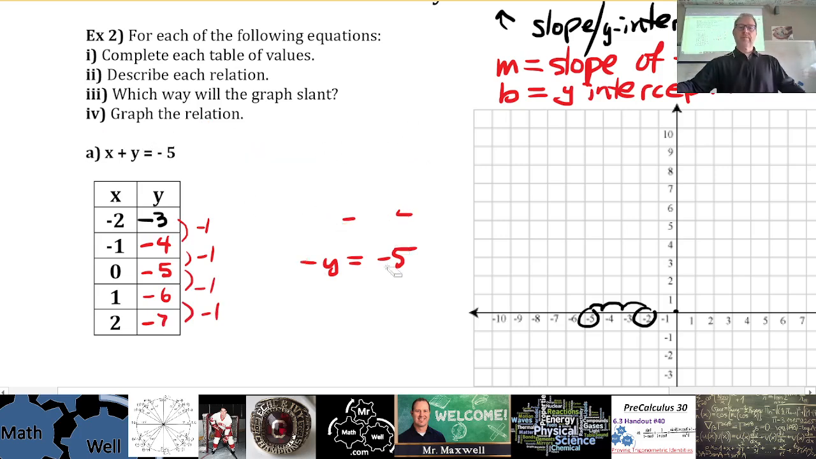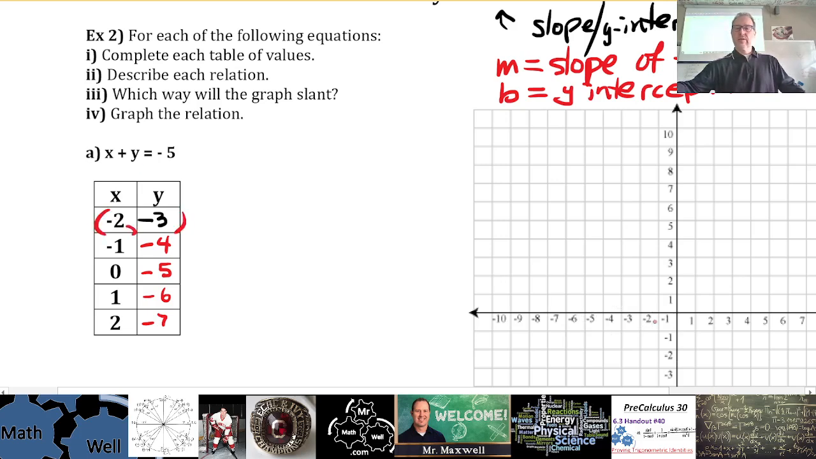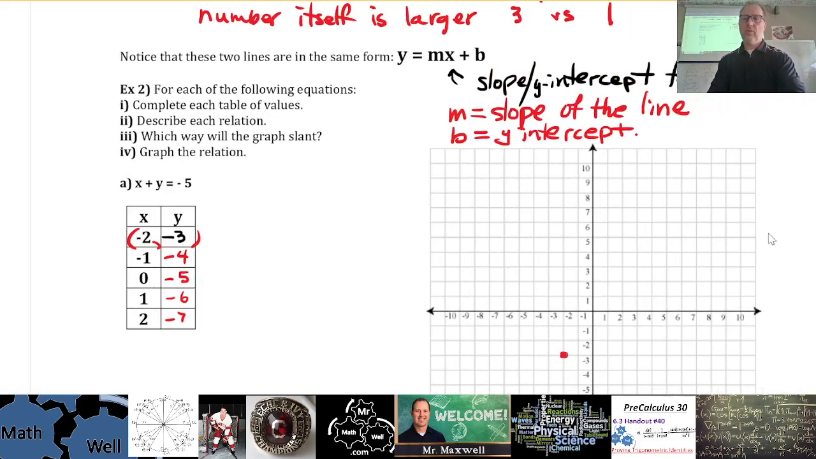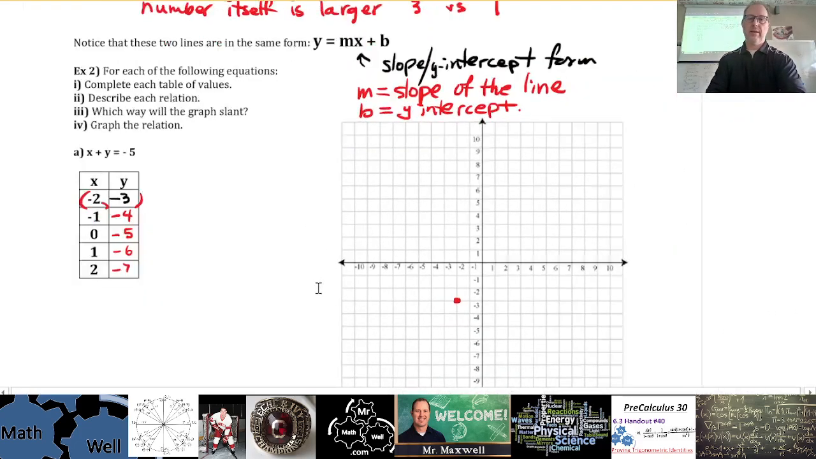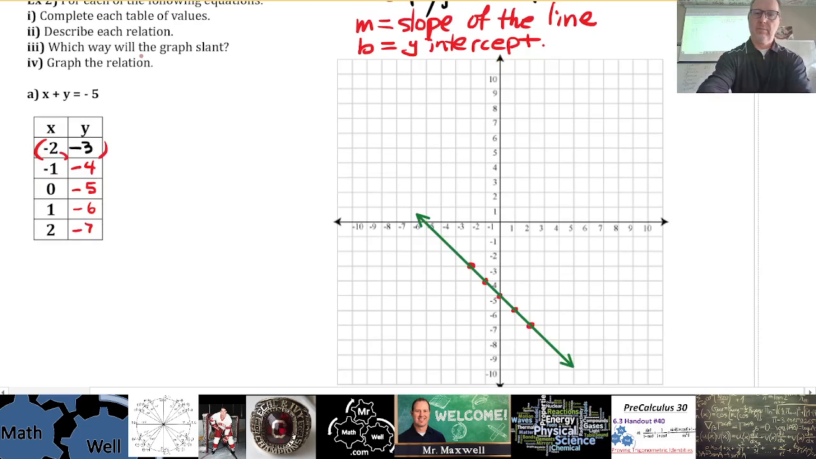So we can use other forms of lines to still populate a table of values. And of course, these are just regular old points. So we'll just plot those points here. And we have negative 2, negative 3. So from the origin, negative 2, go down 3. Looks like it should be a point there. Negative 1, negative 4, and so on. And why don't we just go ahead and plot those points and connect them with a line.